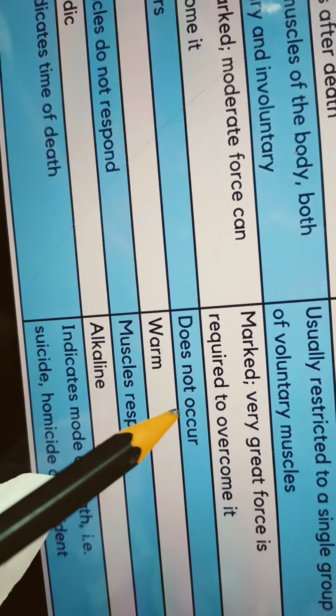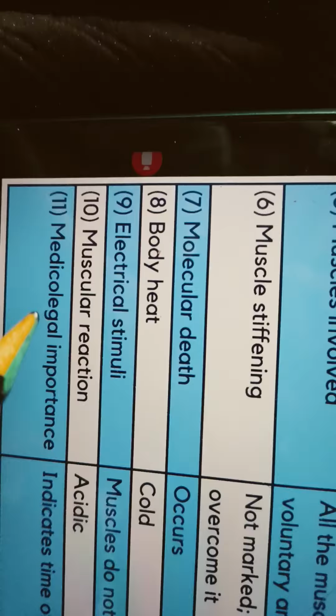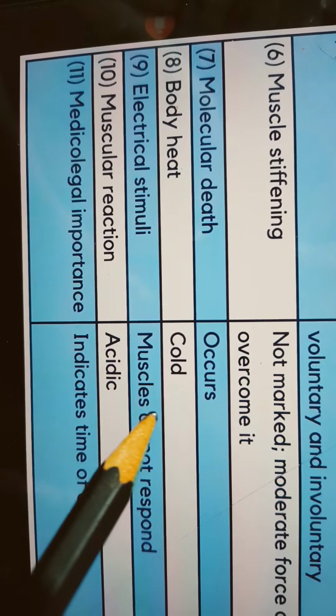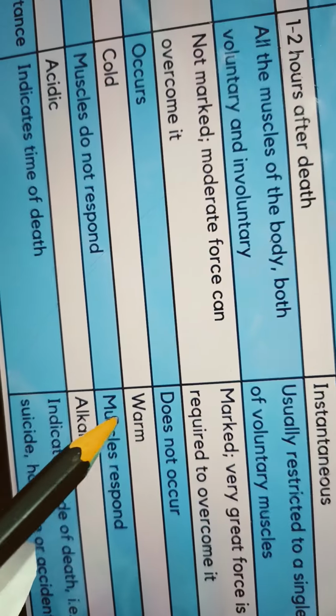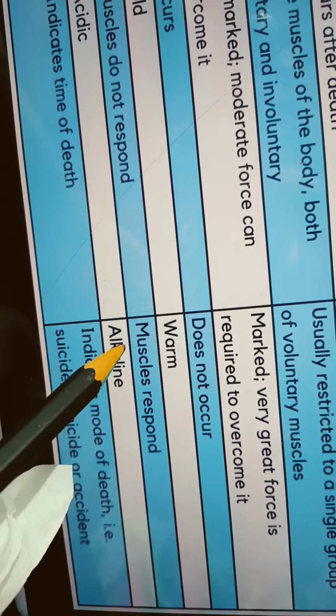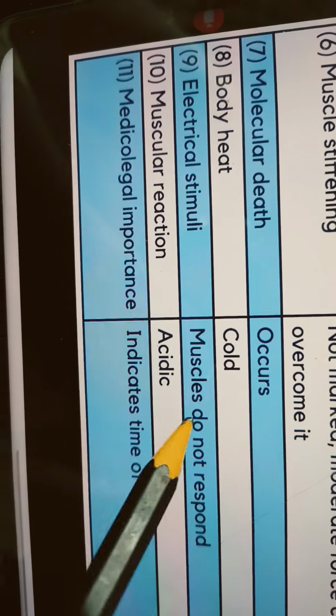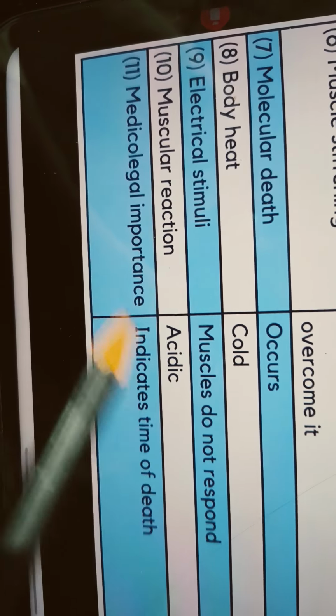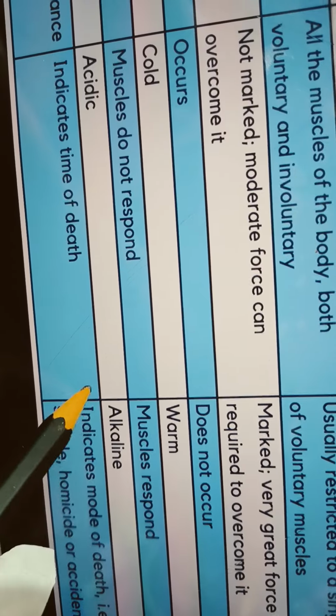Molecular death occurs in rigor mortis. Here in cadaveric spasm the molecular death does not occur. Body heat: here the body will be cold, and here the body will be warm. Electrical stimuli: muscles do not respond in rigor. Here muscles respond because molecular death has not occurred. Talking about muscular reaction, here the muscular reaction is acidic. Here it is alkaline.